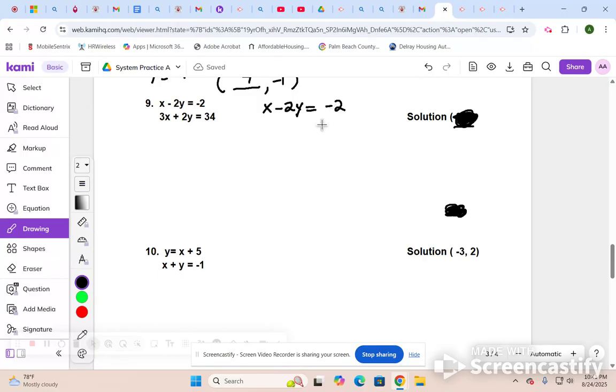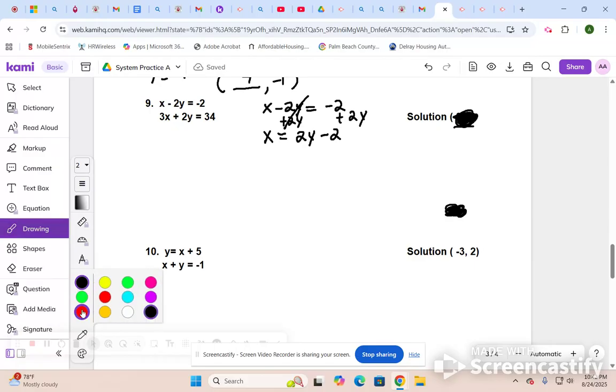I can solve it for x. I can solve it for y, but y requires more steps. If I solve it for x, the only thing I need to do is just add 2y to both sides. So this will cancel. I'll get x equals, so we have an expression here, 2y minus 2. You can put it in another order. You can start with the minus 2 or negative 2 plus 2y, but I like to always start with the term that has the variable. So now we've solved this for x.